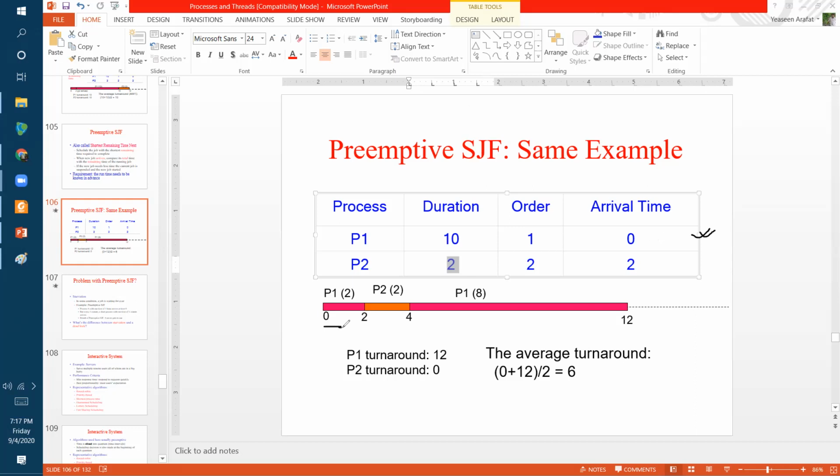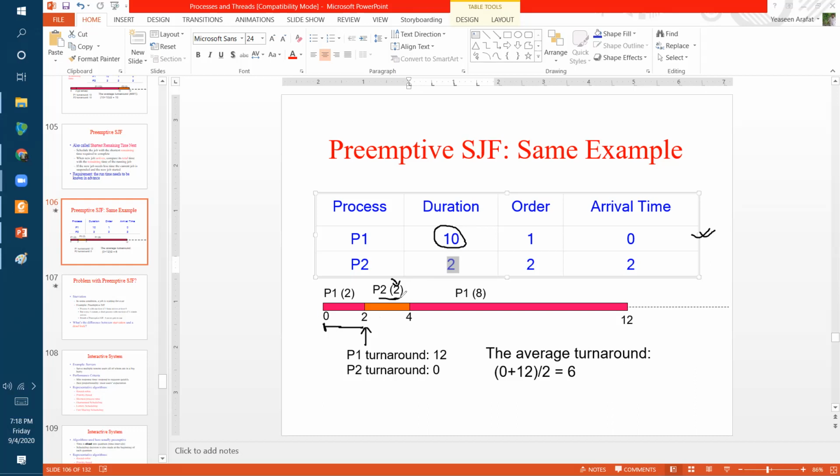Okay, so now P1 starts its journey from 0, and at the 2nd second P2 comes. P2 needs 2 seconds to finish its job, but at that time P1 needs 8 more seconds to finish its job, because the total duration of P1 is 10. So after 2 seconds it needs 8 more seconds to finish. So P2 has the shortest remaining time.